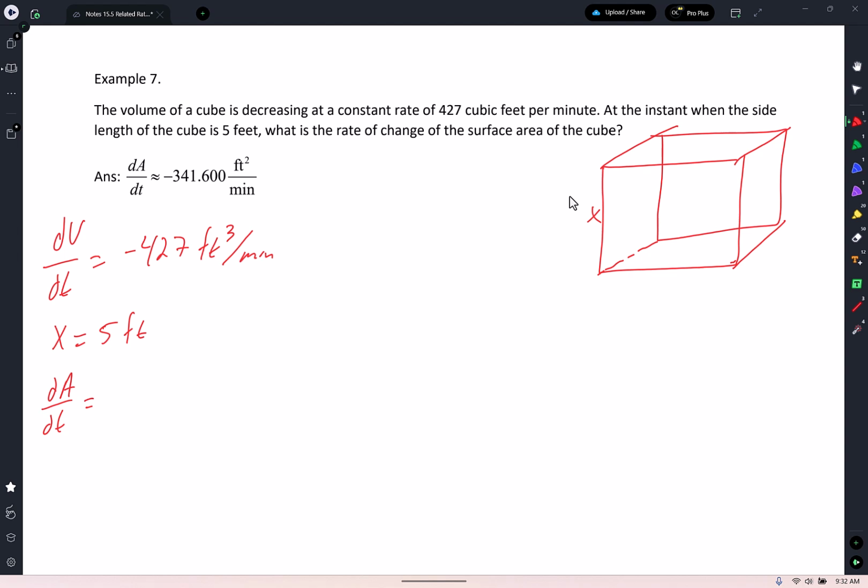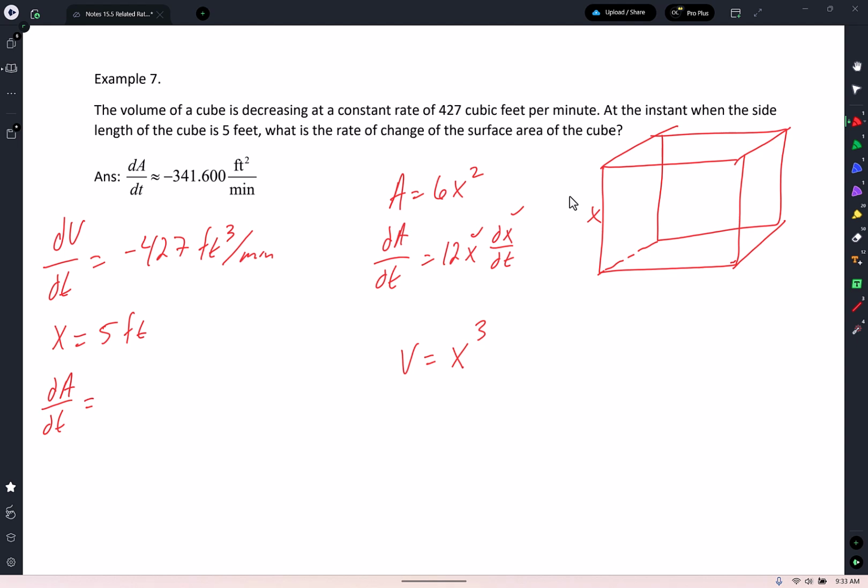All right, surface area. How many faces does a cube have? So my area is equal to 6x squared. And so they want to know dA/dt. So dA/dt, let's see what I need. 12x dx/dt. So I have x, I need to know dx/dt. I'm going to get dx/dt from the volume. Volume equals x cubed, side times side times side.